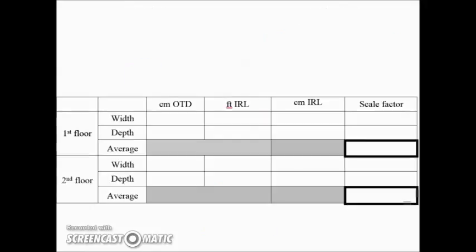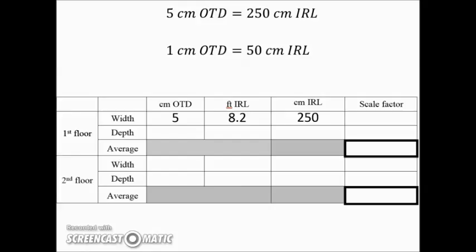Your first assignment is on your handout. You want to fill out this table, where, just like we did before, you want to measure the centimeters on the drawing and feet in real life, and you want to figure out centimeters in real life and work out a scale factor, just like we did. Here we notice that 5 centimeters on the drawing go to 8.2 feet in real life, which is the same thing as 250 centimeters in real life, which is the same thing as 1 centimeter on the drawing being equal to 50 centimeters in real life. In other words, we have a scale factor of 50.